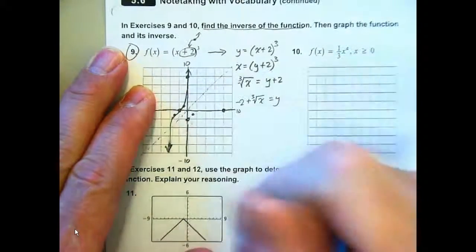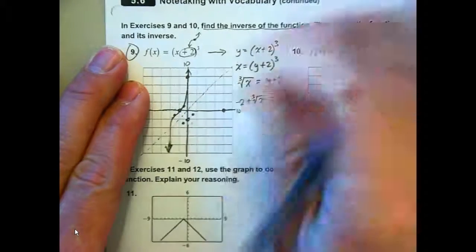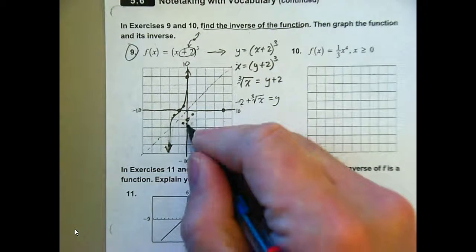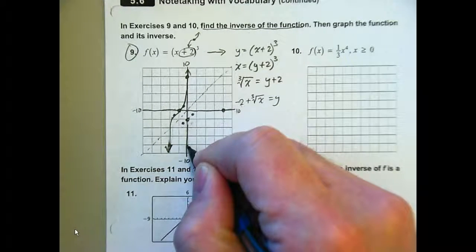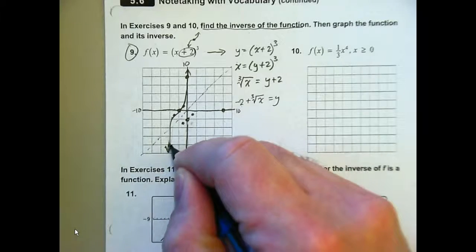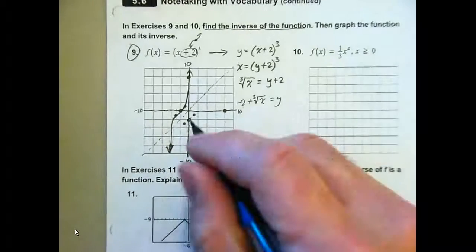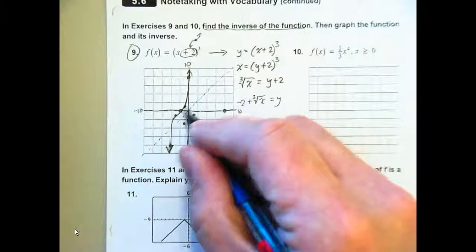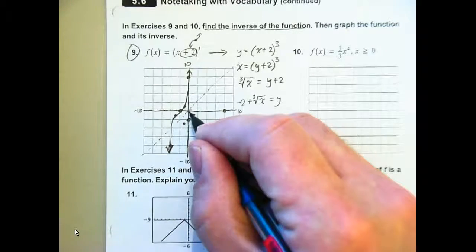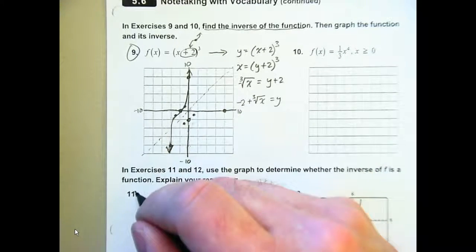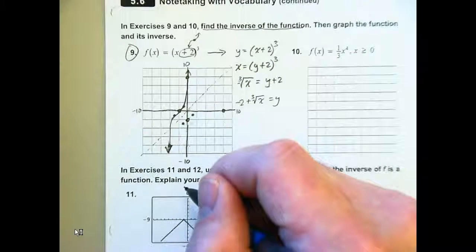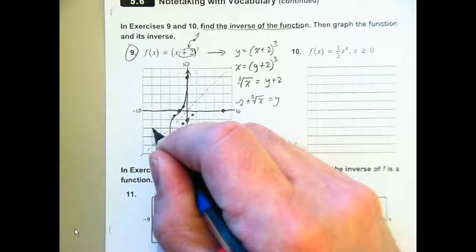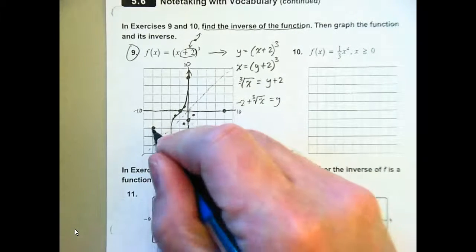Ridiculous. Good thing I'm using an amazing pencil. And this last point, that is (negative 4, negative 8), is (negative 8, negative 4). What am I doing here? Negative 8, negative 4. My goodness. I'm having a hard time with all these points.